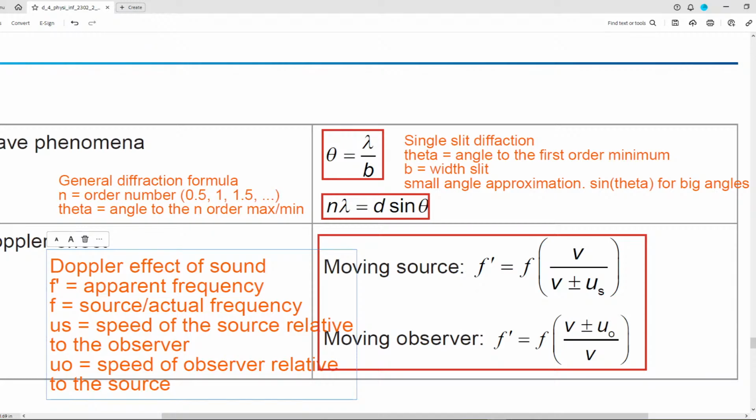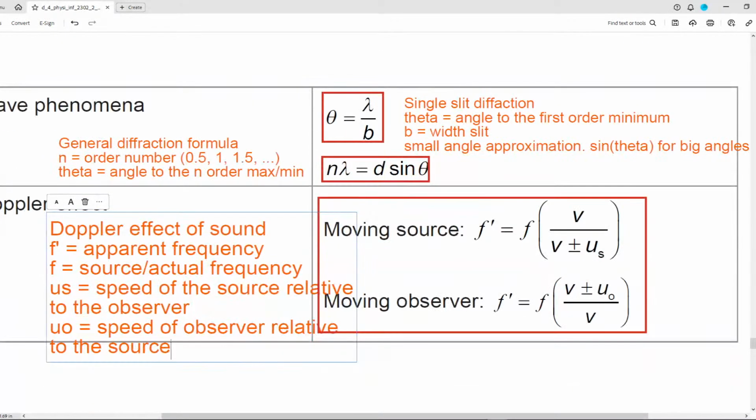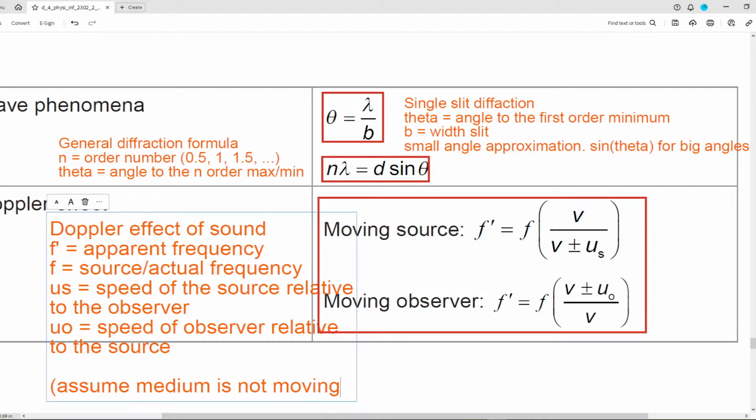You can actually combine them, because the only other thing that could move is the medium. We always assume the medium is not moving. One of the assumptions. So if both source and observer are moving, you have to account for the movement of both. So you can actually combine both of them. Assume the medium is not moving relative to whoever's doing the calculations.